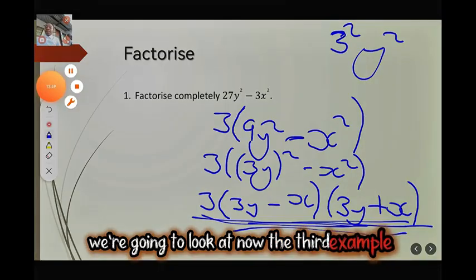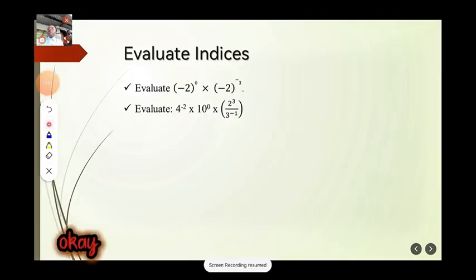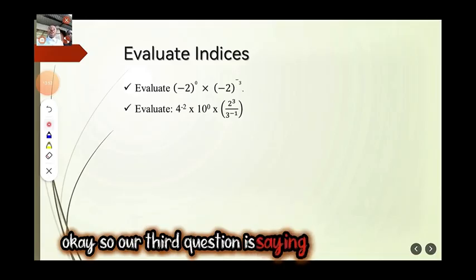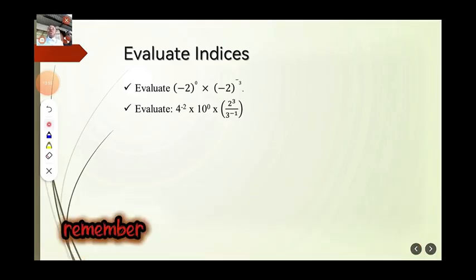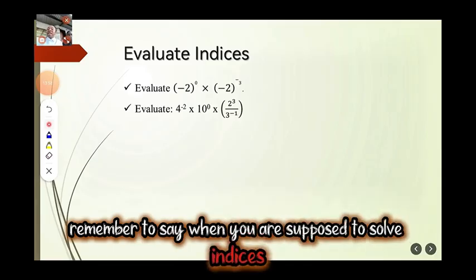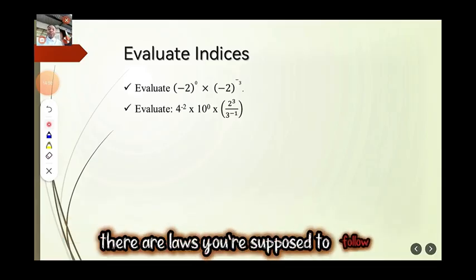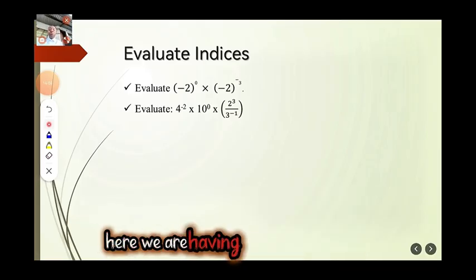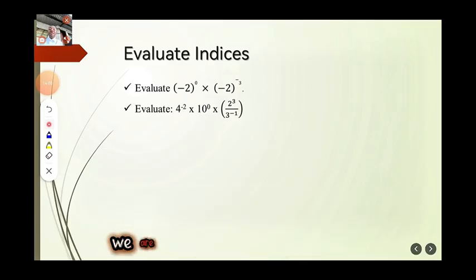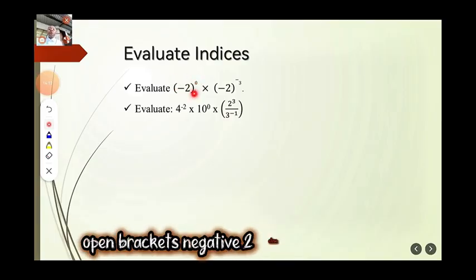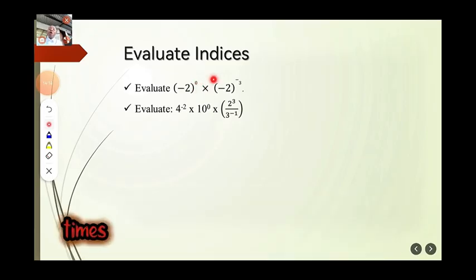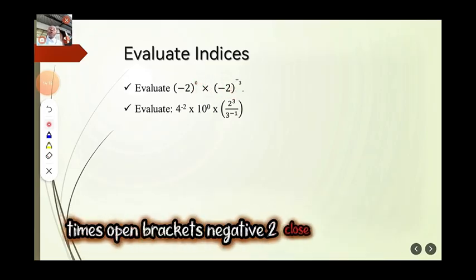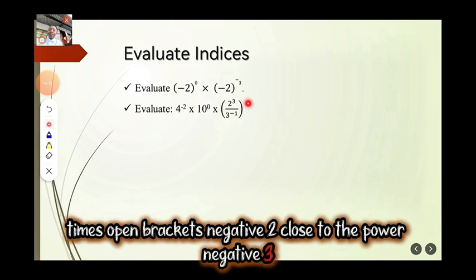Third example. Okay, so our third question is saying evaluate indices. Remember, when you are supposed to solve indices, there are laws you are supposed to follow regarding the powers and the bases. Here we are having two questions, learners. The first one is saying evaluate open brackets negative 2 close to the power 0 times open brackets negative 2 close to the power negative 3.